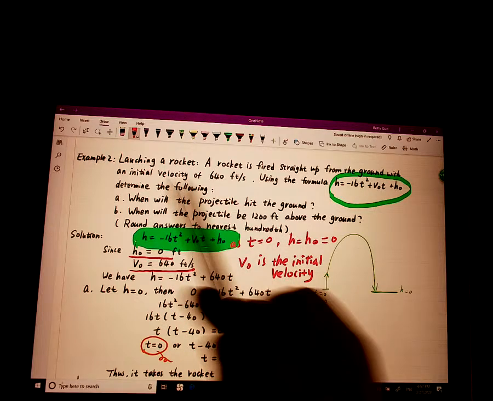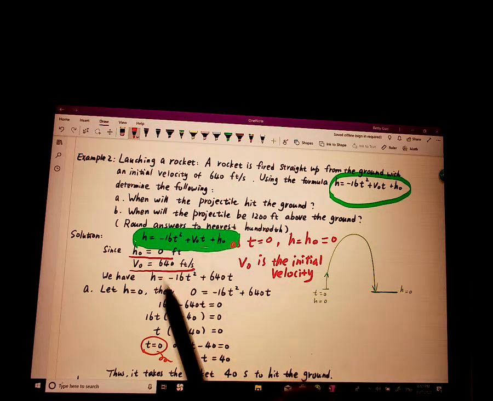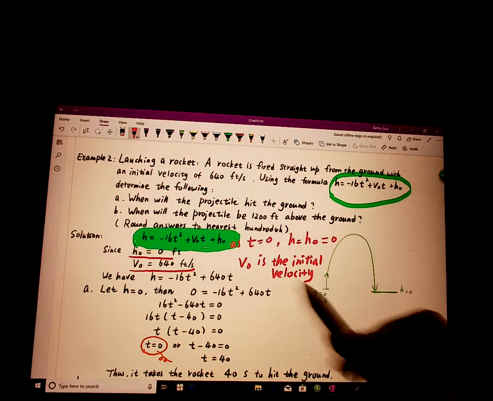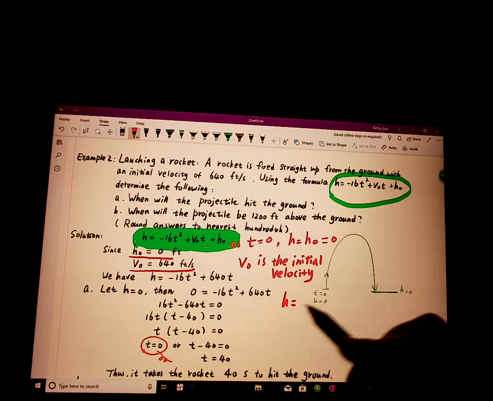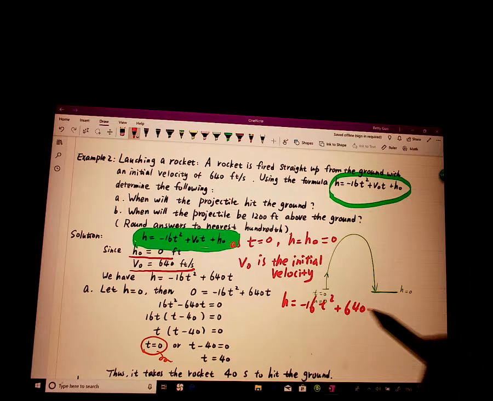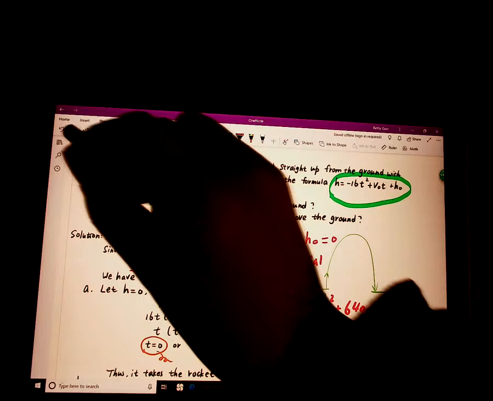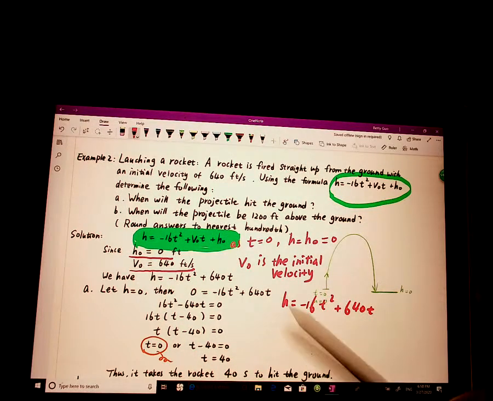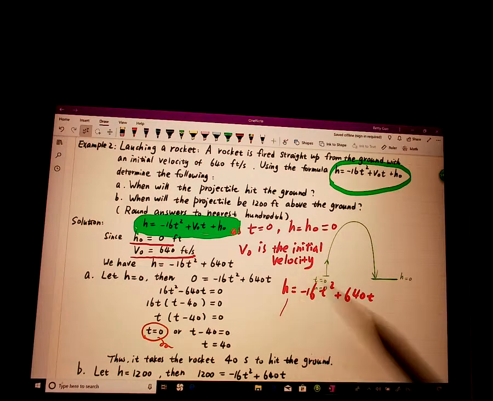We know that the initial velocity is 640 feet per second, so the value of v sub 0 is 640. Then the function becomes h equals negative 16 t squared plus 640 t plus 0. That's the new function.